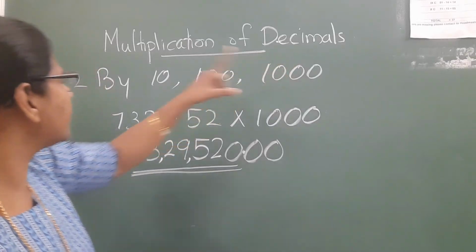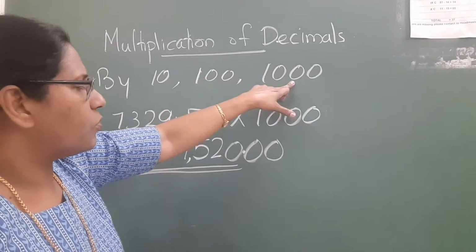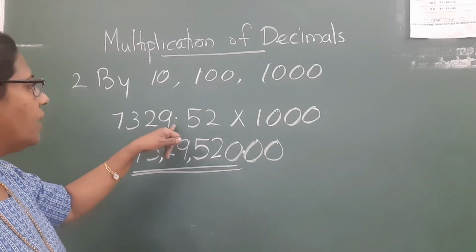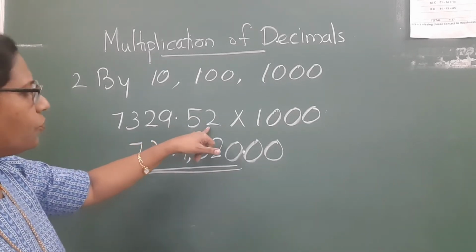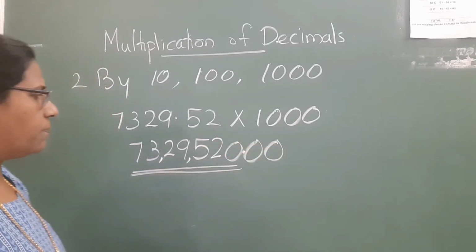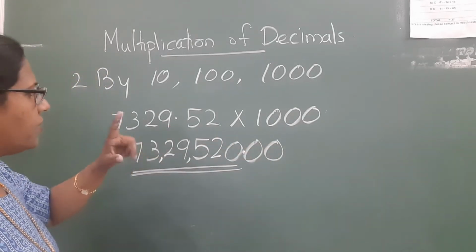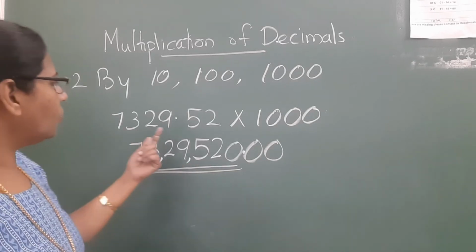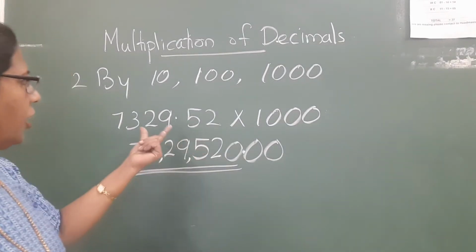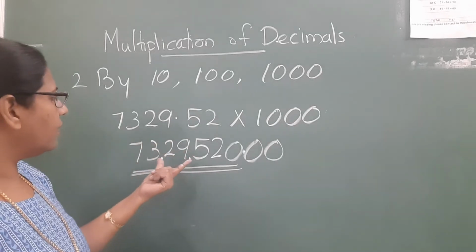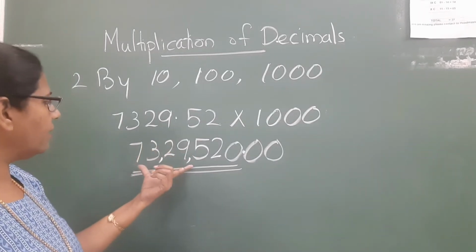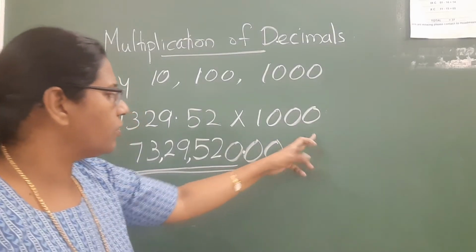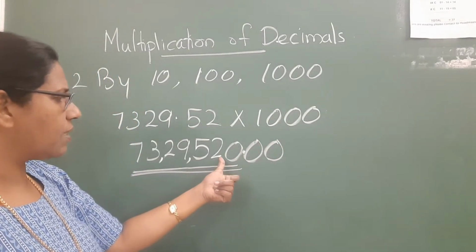Multiplication of decimals by 1000. Example: 7,329.52 into 1000. We have to ignore the decimal and write the number. So after ignoring the decimal and writing the number, we have to write these 1, 2, 3 zeros next to this number.